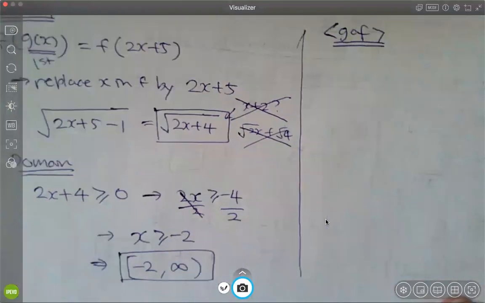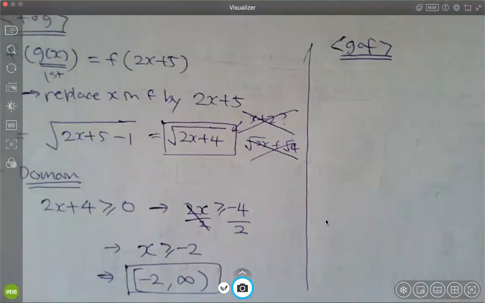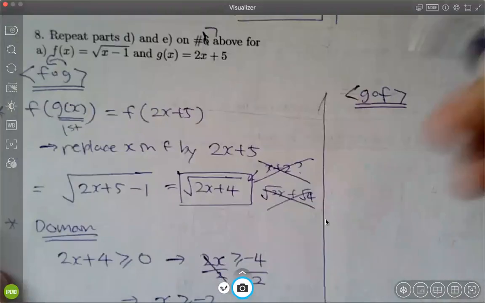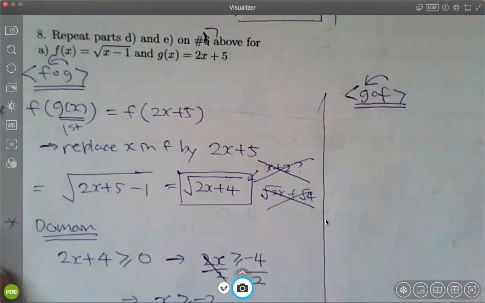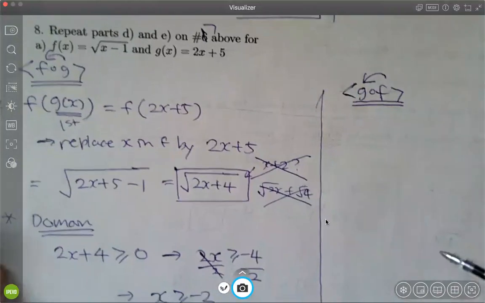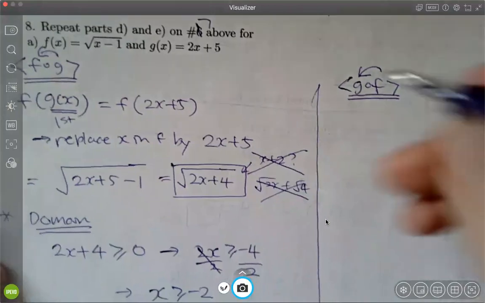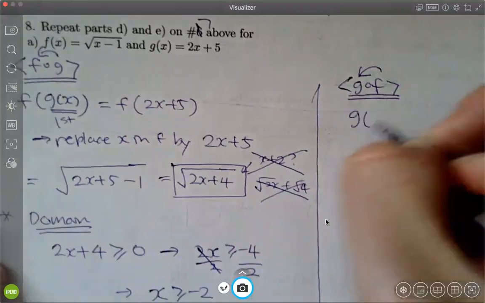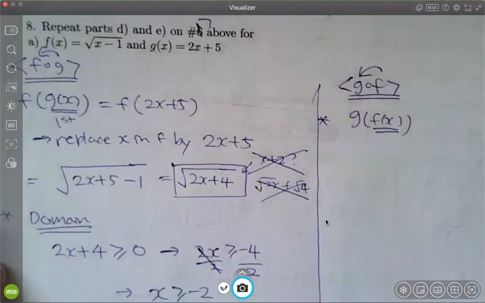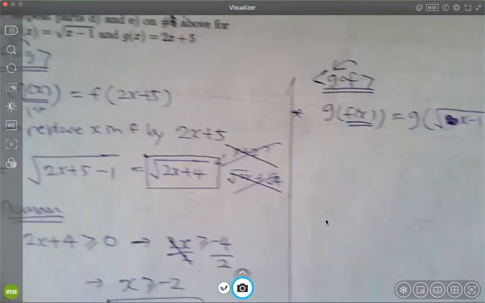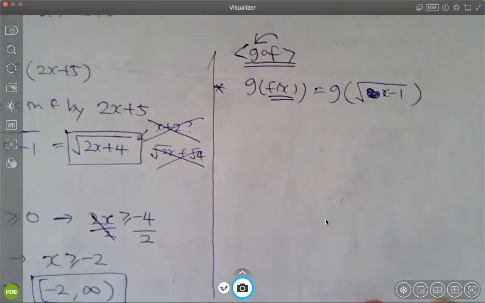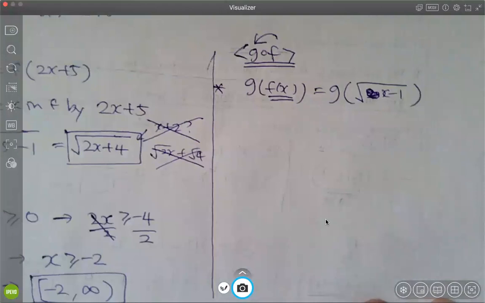Okay, and now what does G circle F represent? That means we are plugging in F into G, right? So what is this? G of F of X, where we do F first. And what is this? G of square root of X minus 1. And now, what does G of square root of X minus 1 even mean? That looks awful.